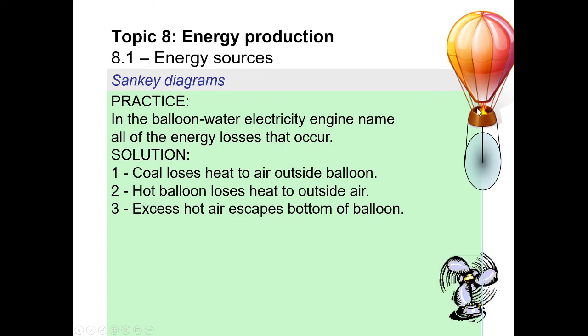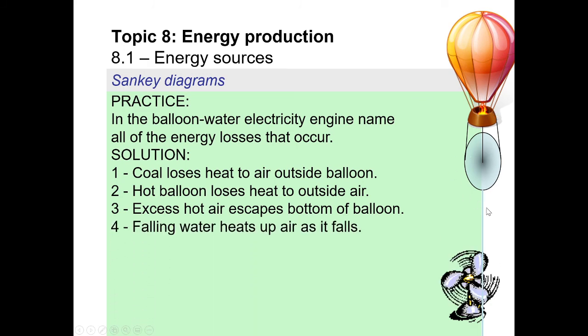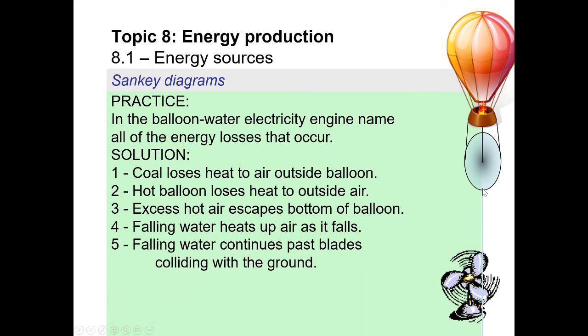Okay, the heat from the bottom of the balloon, not all of it goes inside, right? So some of it goes outside the balloon and escapes from the bottom. The water that's falling, okay, it's not falling through a vacuum. So whatever gravitational potential energy that's stored, not all of that gets converted to kinetic energy. There's air resistance. Okay? The falling water continues past the blades and hits the ground. So whatever energy it had after losing air resistance energy, whatever energy it had after hitting the blades, not all of it gets, well, imparted. Some of it still falls to the ground, some of the water. So that is energy loss as well.